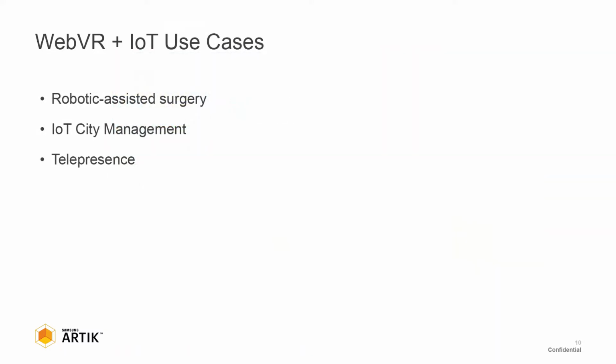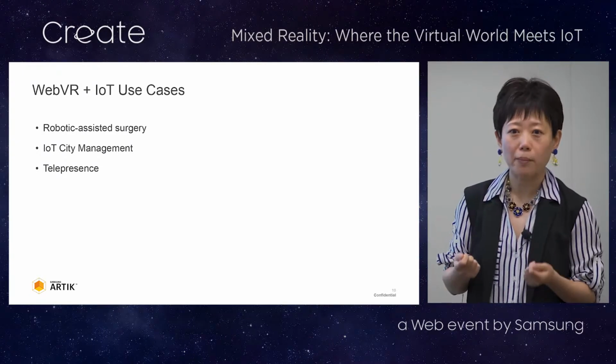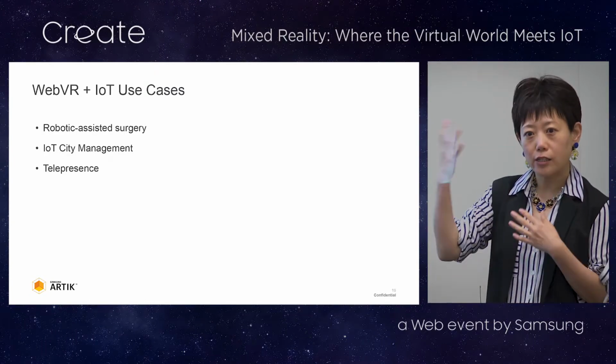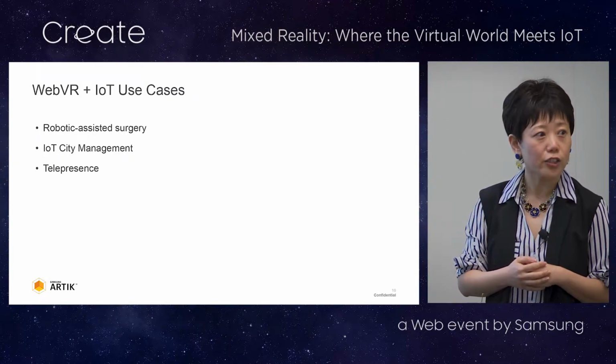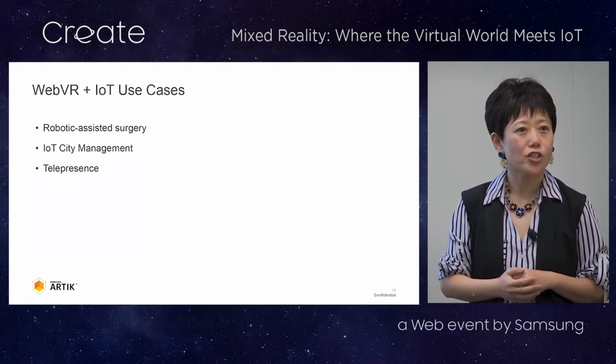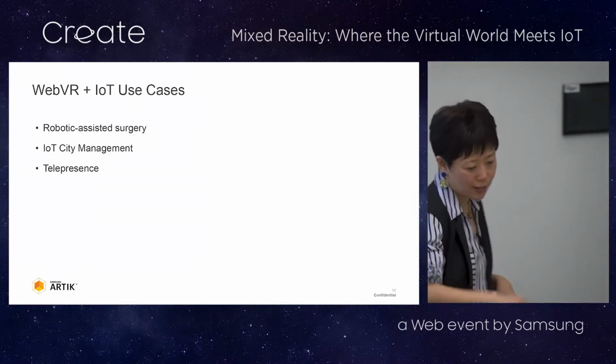webVR and IoT are also being heavily used in other industries, like robotic-assisted surgeries. One of the areas is people use webVR and IoT to train surgeons, to help surgeons build up their muscle memory. Not only surgeons, but also athletes, or even in military training. These two technologies have been combined together to bring you the training experience. Also IoT city management, like the Tower Bridge use case we just talked about, and telepresence. So these are some of the use cases.